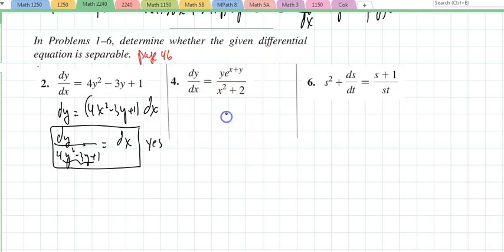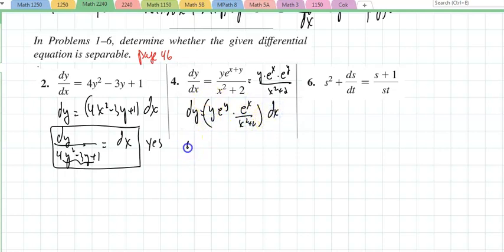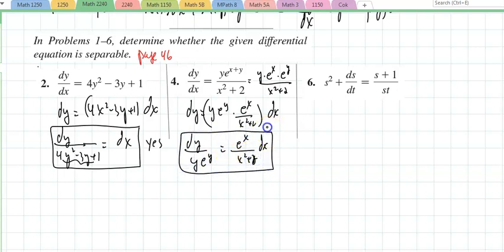If I look at number 4, I could say, well, this is y prime. Isn't that e to the x times e to the y over x squared plus 2? Can't I say dy is y e to the y times e to the x over x squared plus 2 dx? And wouldn't you agree that dy divided by y e to the y equals e to the x over x squared plus 2 dx? So since I was able to separate the x with the dx and the y with the dy, I will say yes, this is separable.